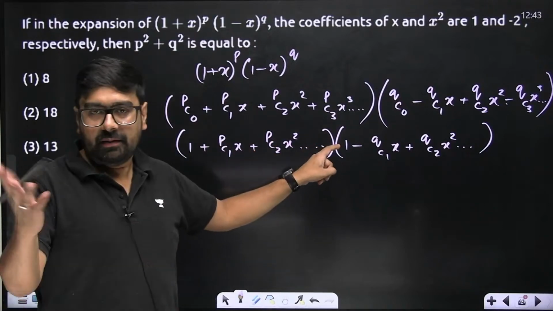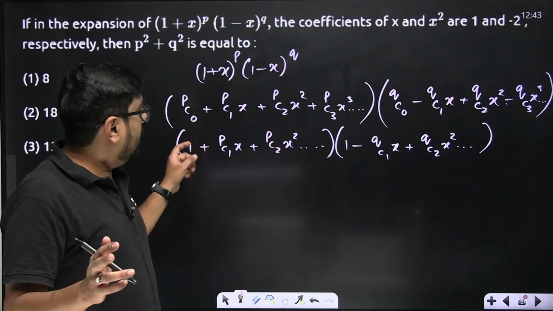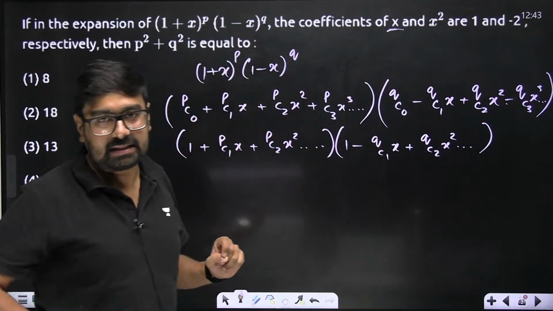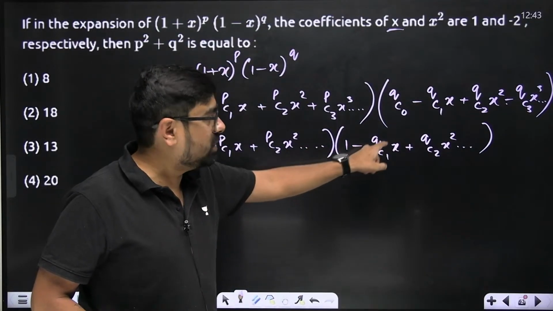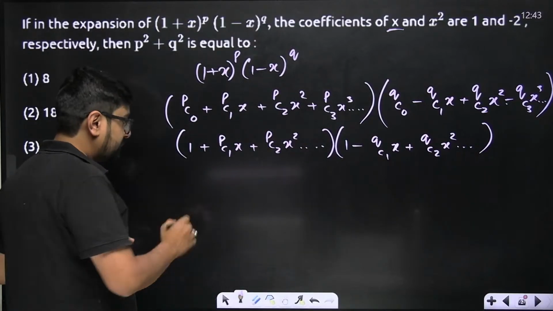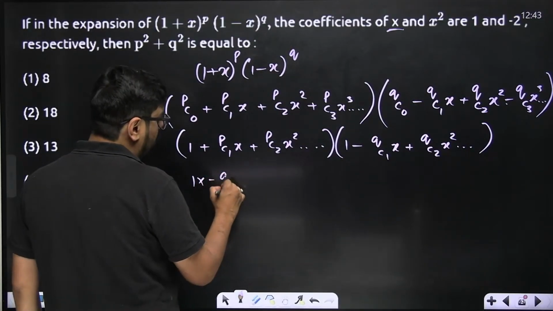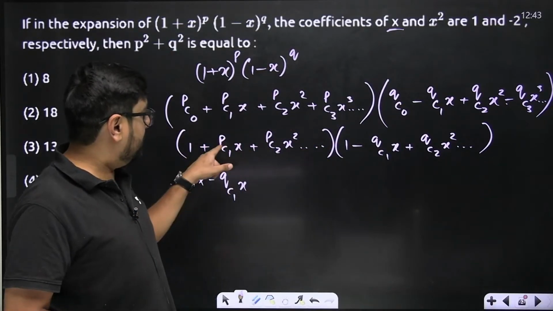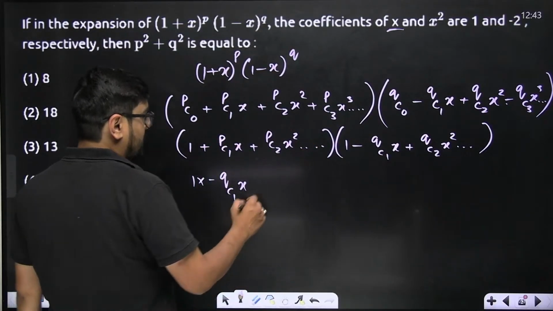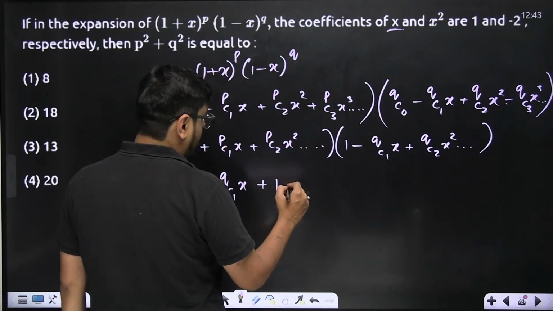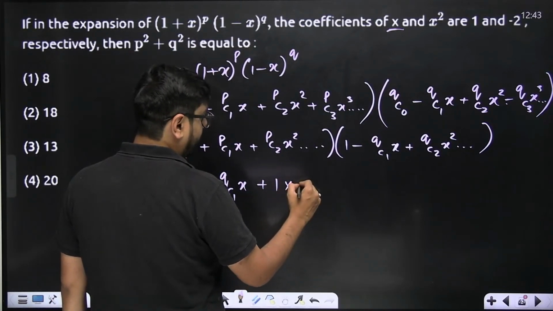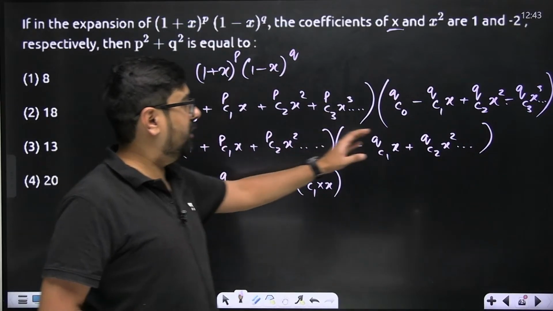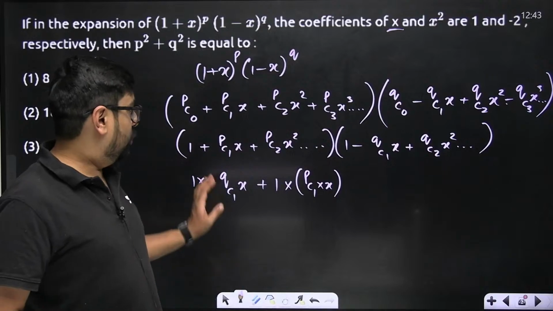1 multiplied with 1 is not giving you x square. Okay, first let's concentrate on x. Where will you get x? 1 multiplied with minus qC1 into x will give you a coefficient of x, right? Then this one multiplied with pC1 into x, yes, plus 1 multiplied with pC1 into x. This is also giving you an x. Any other way of getting an x? No, right? No other way of getting an x.